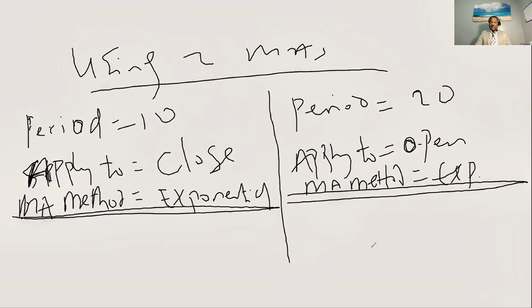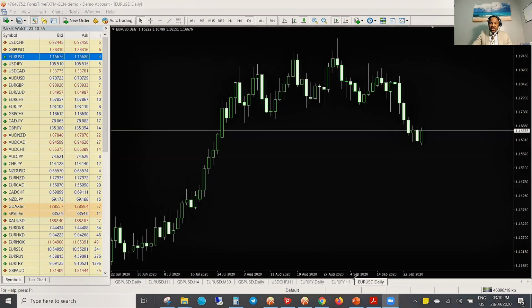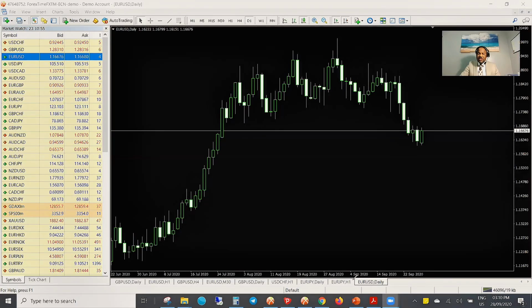All right, so write it down, please. Period 10, close exponential. Period 20, open exponential. Those are the 2 period moving averages you're going to use now, and I'll show you how to set them. Here, shift. Don't change the shift, okay? Always leave the shift. We don't need that shift even. So are you ready, guys? I'm going to set it on the chart now.